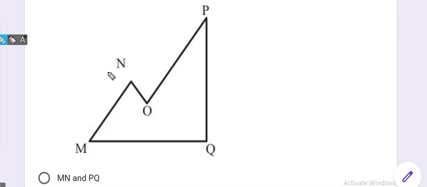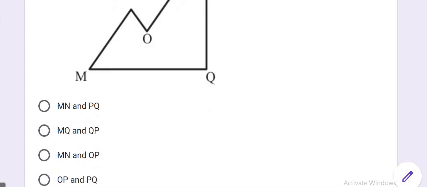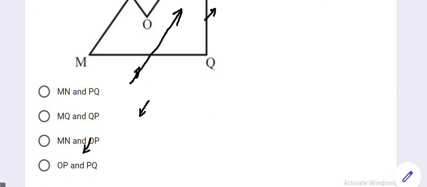Bonus question 4. Which of these lines are parallel in the given figure? So here if we produce MN infinitely, we have a figure like this, and if we produce OP infinitely like this, this is a pair of parallel lines. So MN and OP are parallel. The option having MN and OP is option C. So option C is correct.